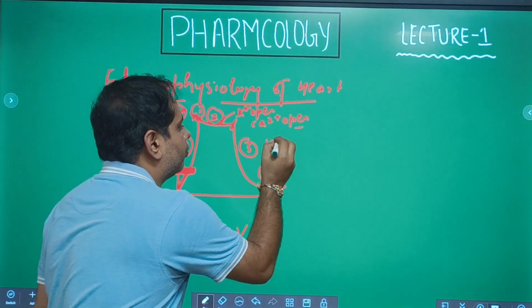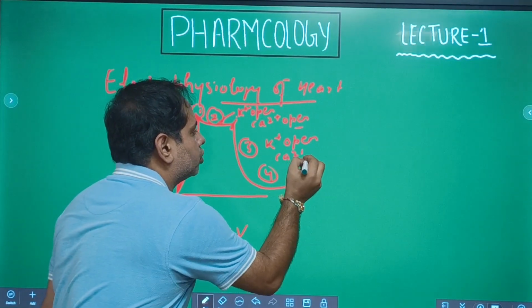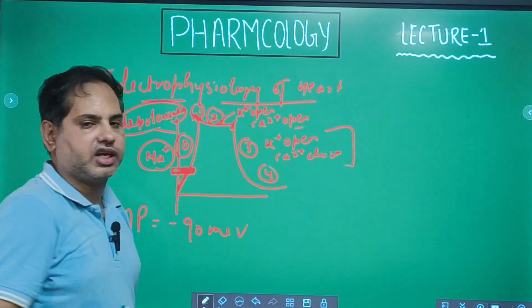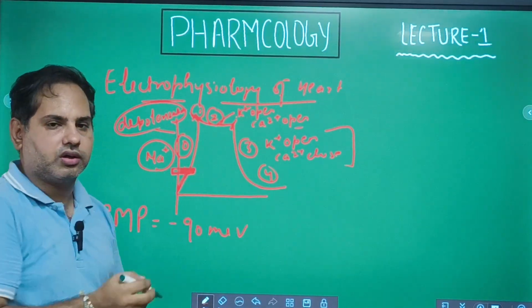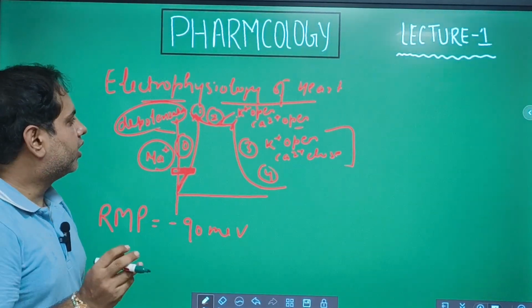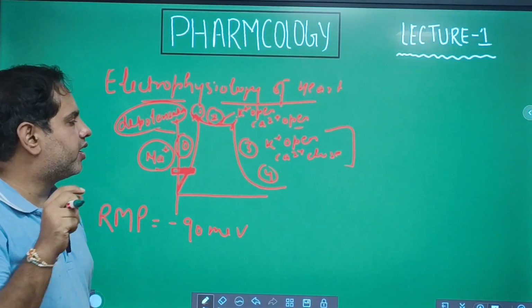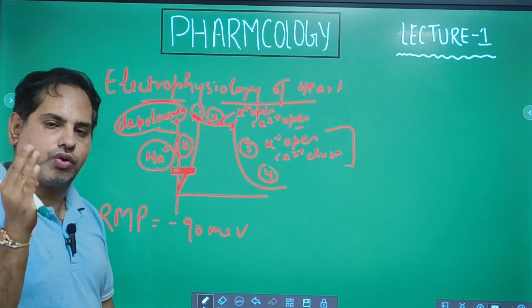So in phase 3, the potassium channel is open and the calcium channel is closed. That is the movement of ions in phase 3. And then there is phase 4, as the resting membrane potential starts again, right? So again, I am going to explain the electrophysiology of the heart. In the electrophysiology of the heart there is phase 0, phase 1, phase 2, phase 3, phase 4.